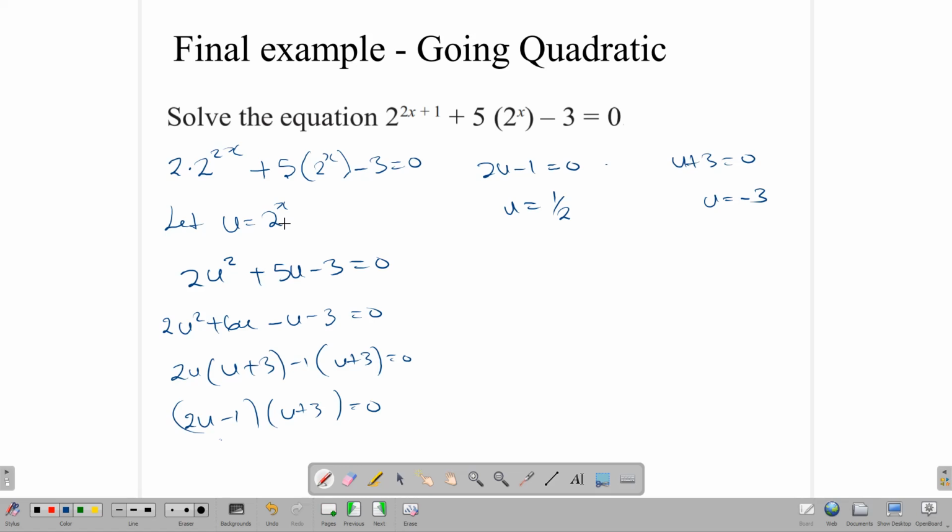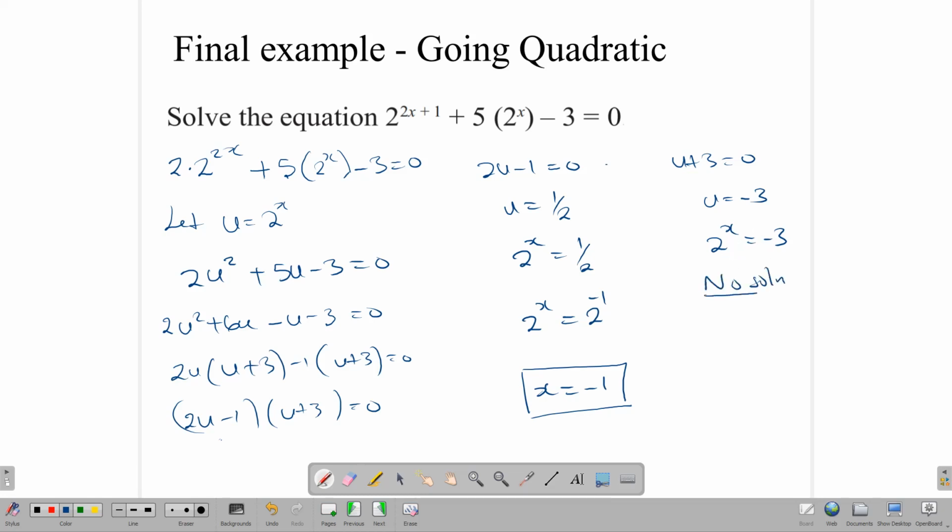Now remember, we made a substitution here. So u is 2 to the x, which means that 2 to the x is equal to a half. And here, 2 to the x is equal to negative 3. Immediately, we can see the solution here by rewriting 2 to the x. 1 over 2 is the same thing as 2 to the minus 1. Therefore, we see that x is equal to negative 1. And so we have a solution. Looking at this one, 2 to the x is equal to negative 3. There is no number that we can use in the place of x to make this negative 3. So in this case, there is no solution. No solution here, but we do have one solution here.